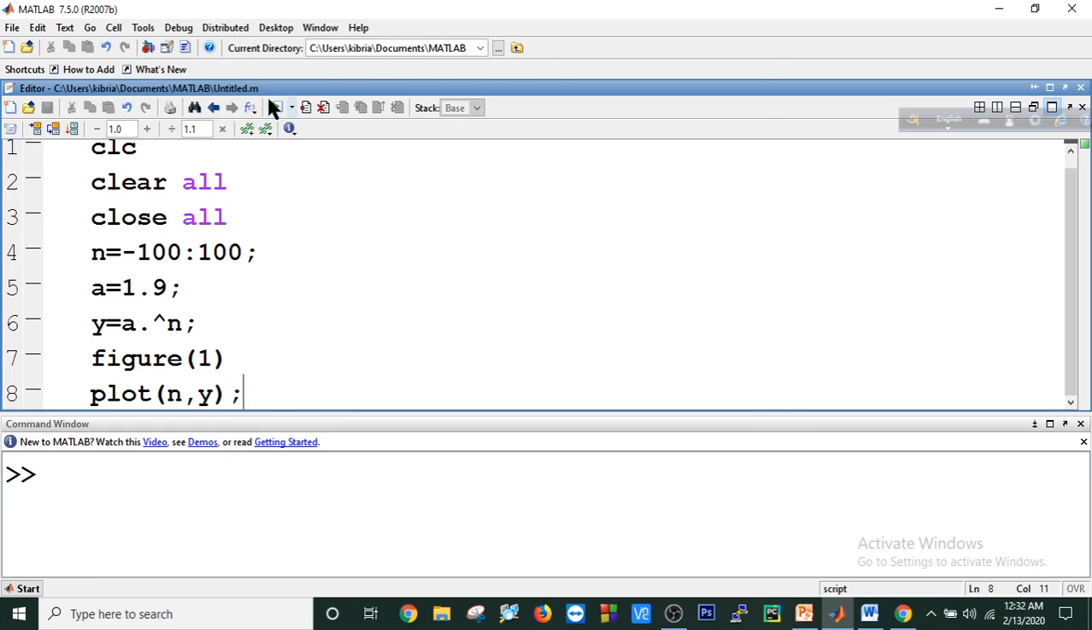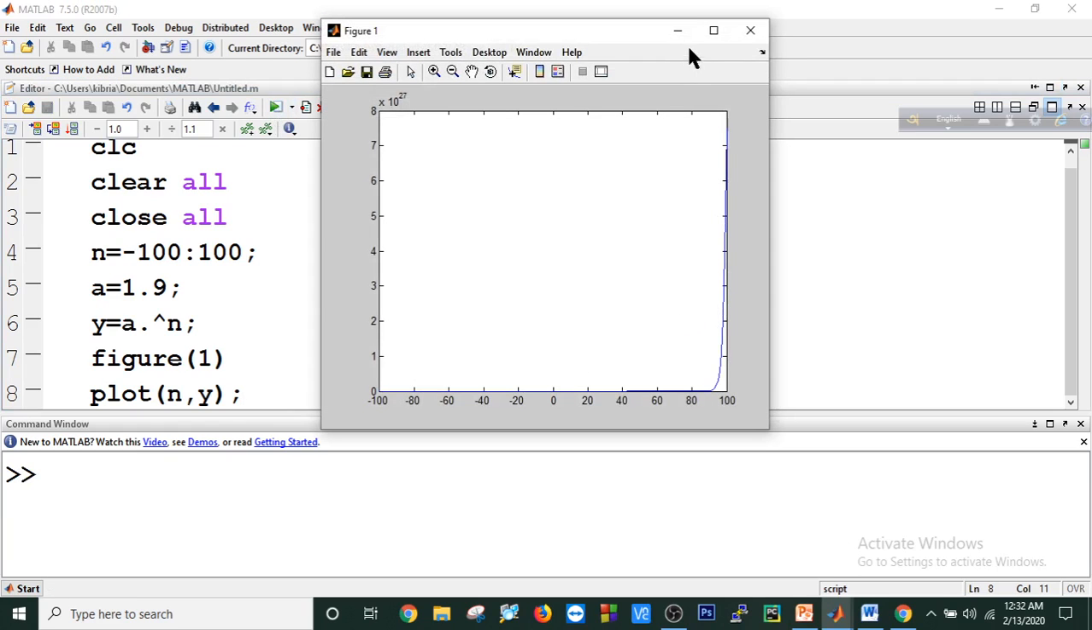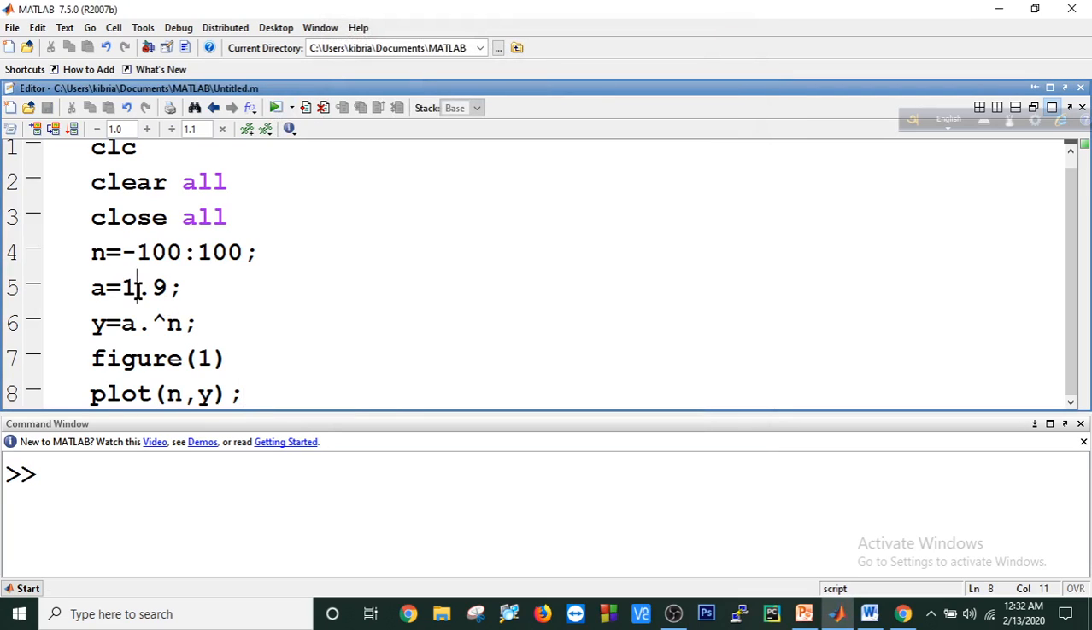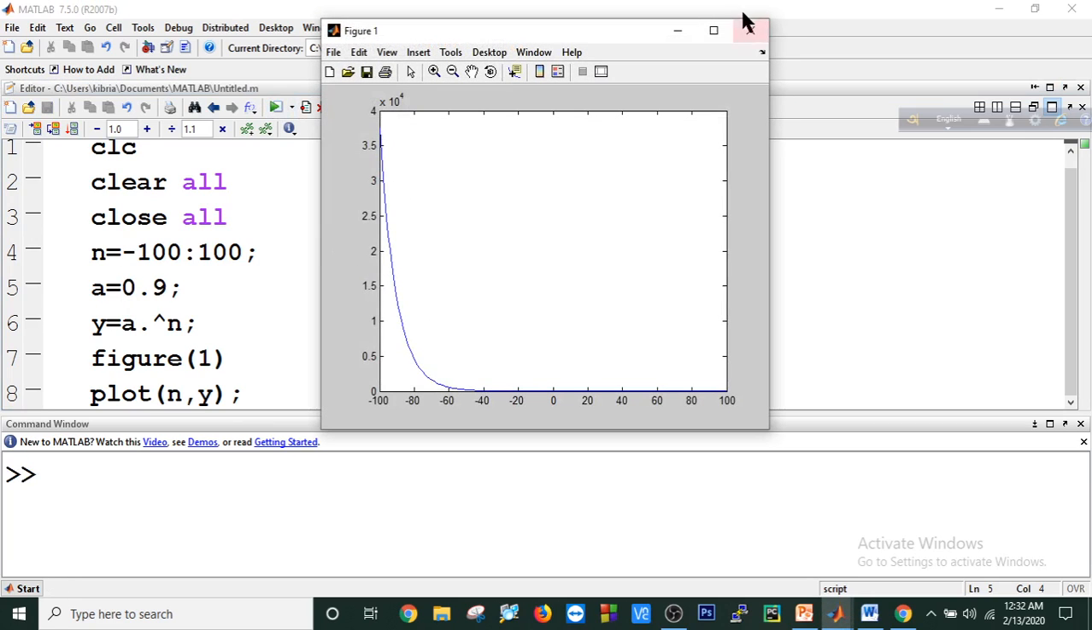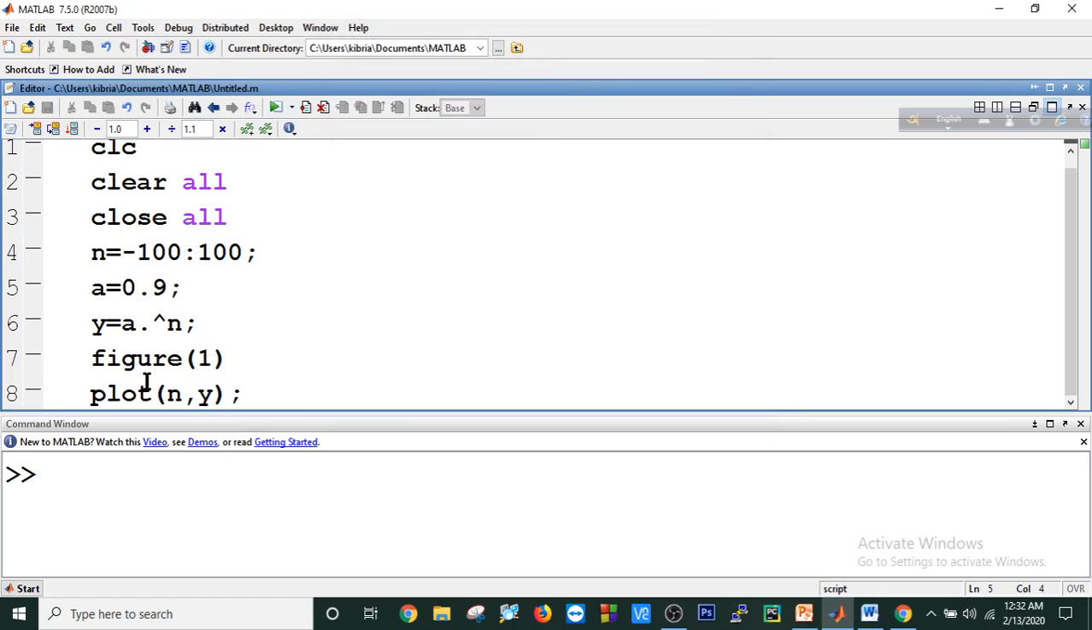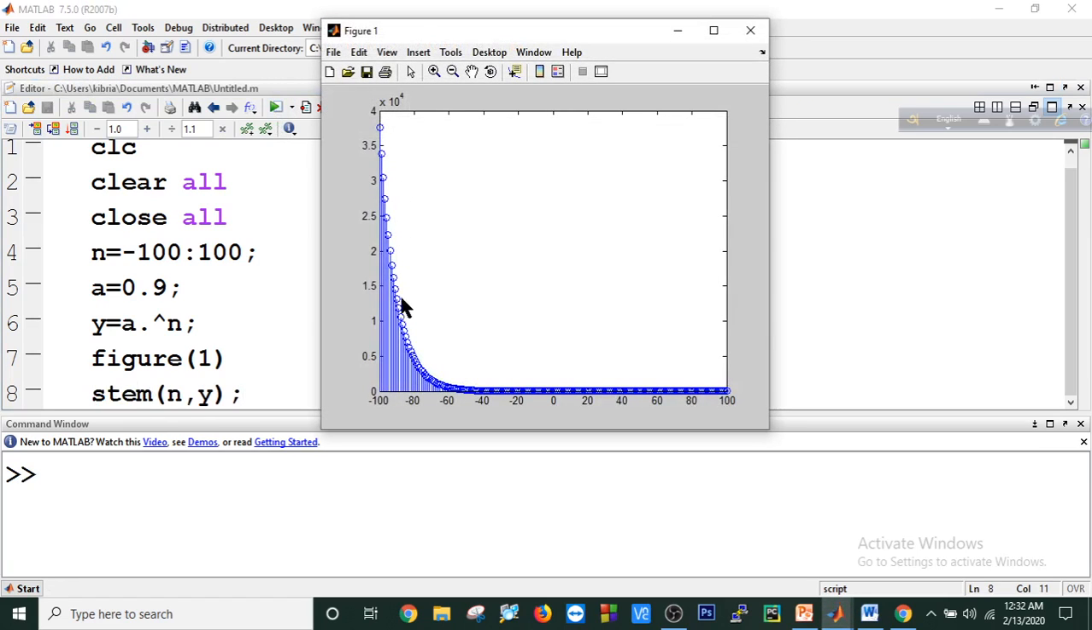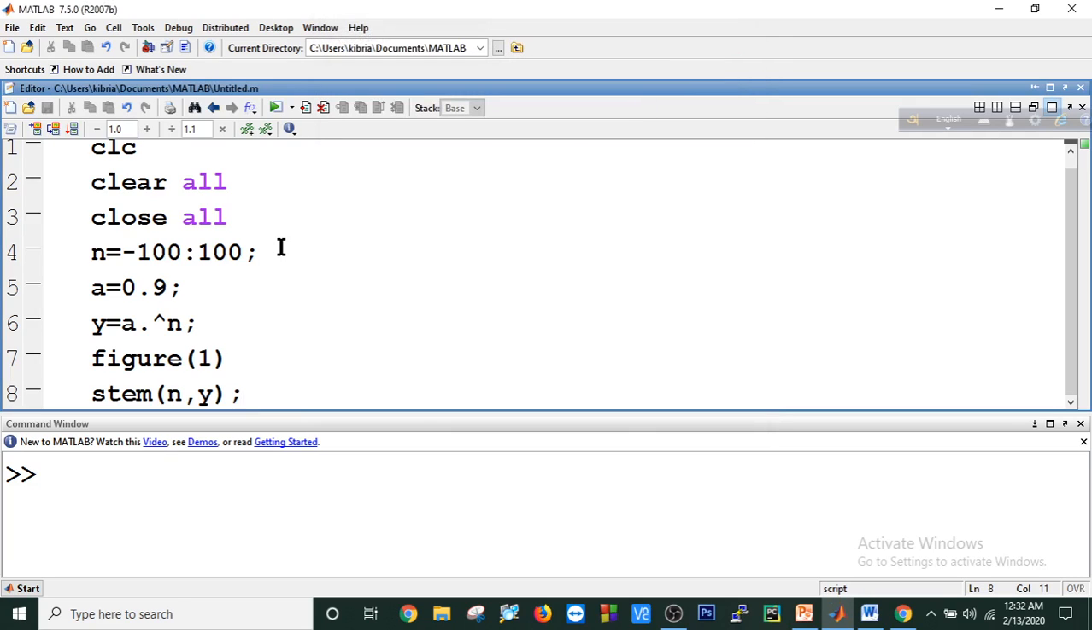Okay, and another question, if we use plot here instead of stem, we will have a continuous time signal. As you can see, these are continuous time signals, and if I use 0.9 here, we will have our continuous time signal. So to obtain our discrete time signal, we must use stem. As you can see, these are discrete time signals, and this is how we can plot our discrete time signal and continuous time signal, especially exponentially discrete or continuous time signal.